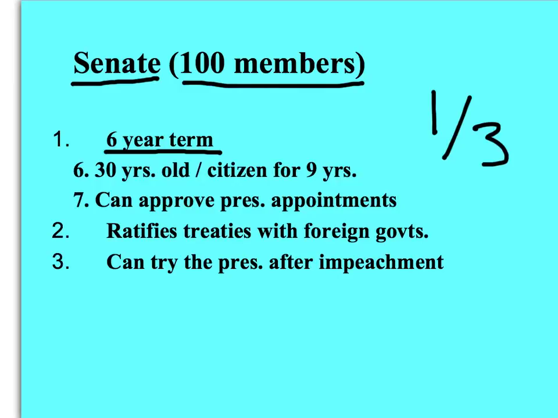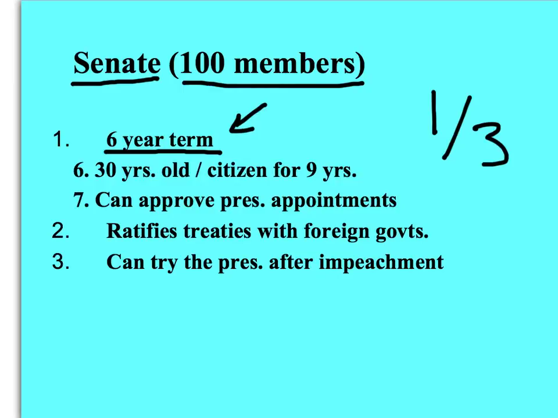So the Senate is up for re-election, 1/3 of them, every 2 years. Okay? And they get a 6-year term. So they're up for re-election every 6 years. So once you're elected to the Senate, you're good for 6 years.